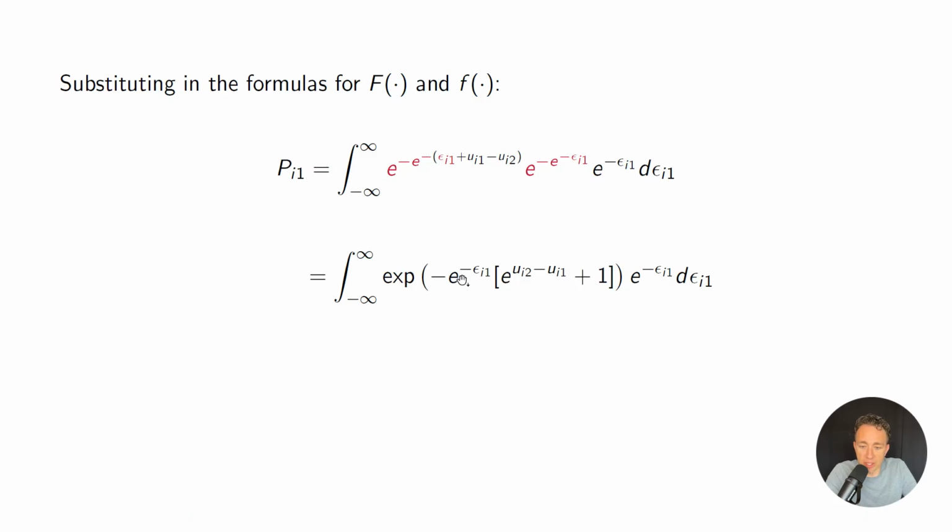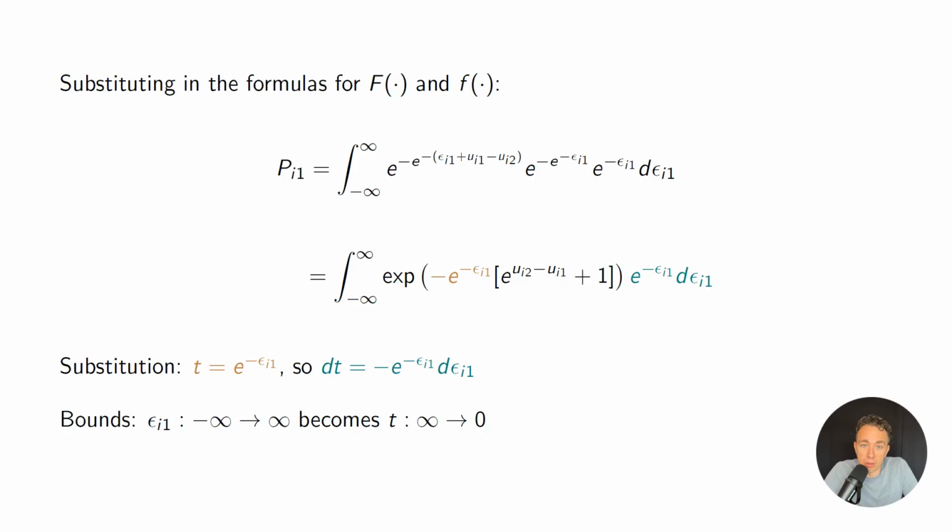And then we have this e to the negative epsilon 1 that's being hit with a 1, or this e to the negative u2 minus u1. So there's just some algebra here that is manipulating properties of exponentials and combining like terms.